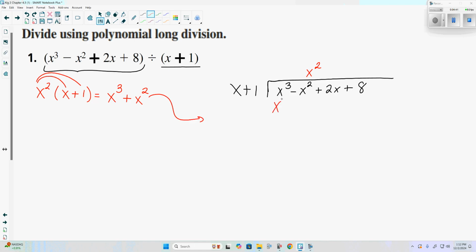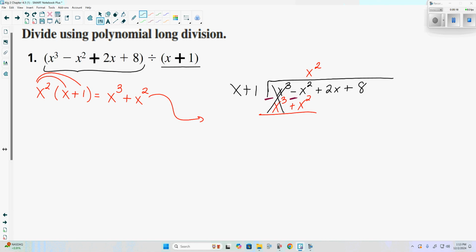At this point here, we're going to put this underneath and match up our terms. Our x cubed goes under the x cubed term. Our x squared terms line up. We line up like terms. And then we are going to subtract. And again, when we subtract, that first term should always be 0. Because x cubed minus x cubed is 0. That does cancel out.